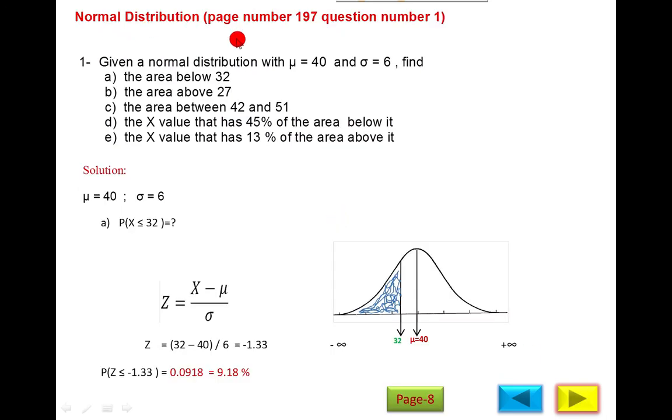Normal distribution, page number 197, question number 1. This is the first question of your book, page number 197. The question is: given a normal distribution with mu equal to 40 and sigma equal to 6, find the area below 32, the area above 27, the area between 42 and 51, the x value that has 45% of the area below it, and the x value that has 13% of the area above it.